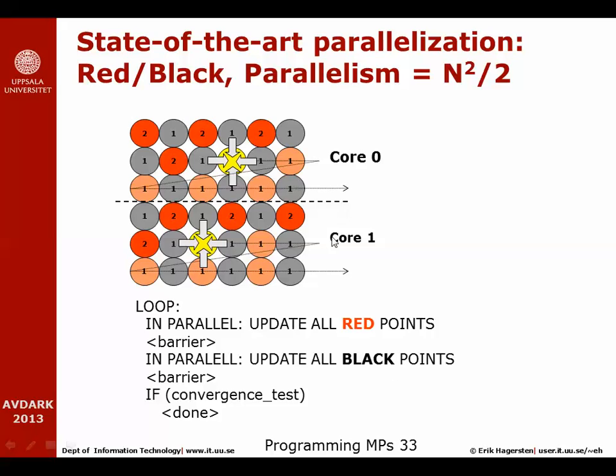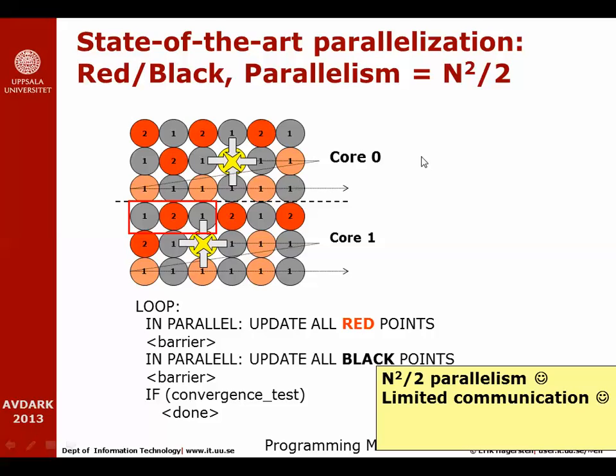So even though I'm only showing 2 cores here, the amount of parallelism you have in this algorithm is n squared over 2, since you can work on half of the elements, which is you can work on all the red elements at the same time in parallel, and then you can switch over and work on all the black elements.